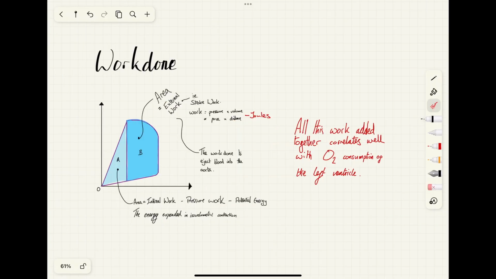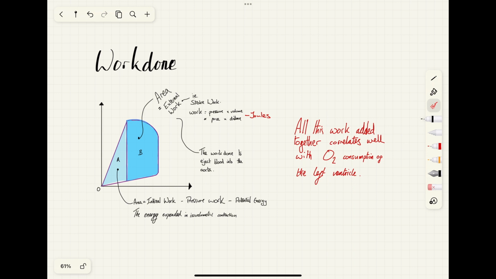Moving on to work done, we're going to talk about some measured energies that are exerted and some potential energies. So in our cardiac pressure volume loop area, we've got something called the external work. If you were to take the pressure and times it by the volume, this external work is the work done by the left ventricle to eject blood from the ventricle into the aorta. Work is pressure times volume, and it's measured in joules.